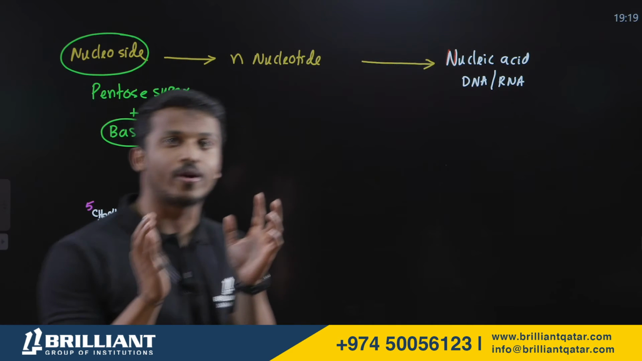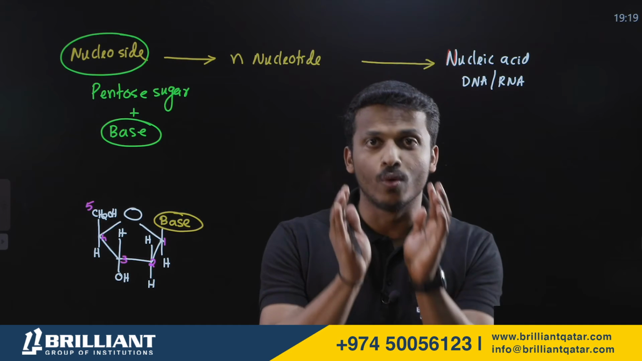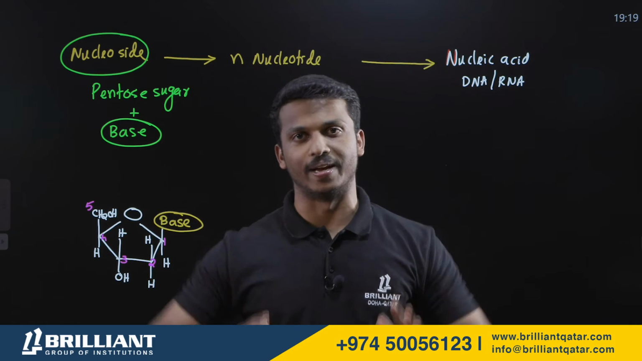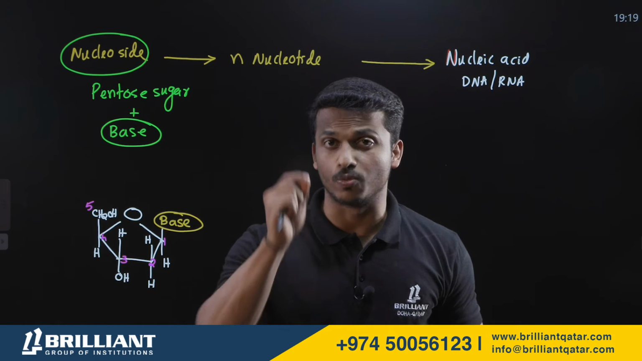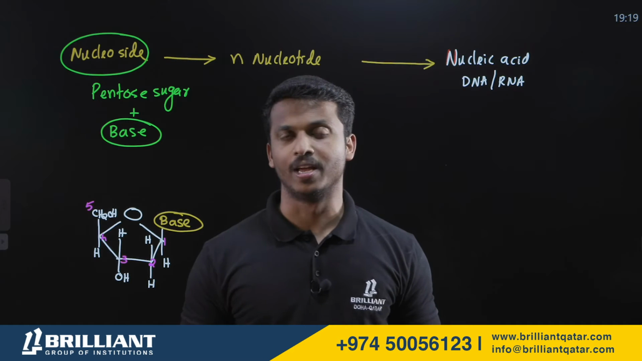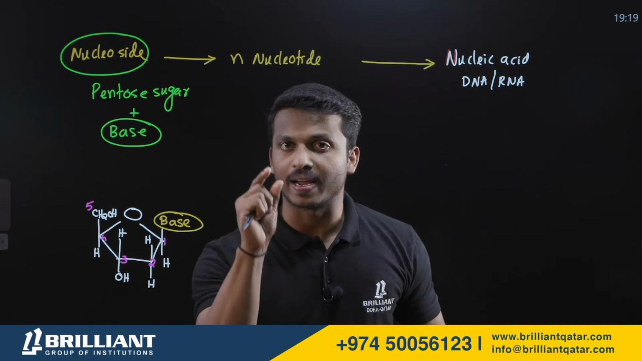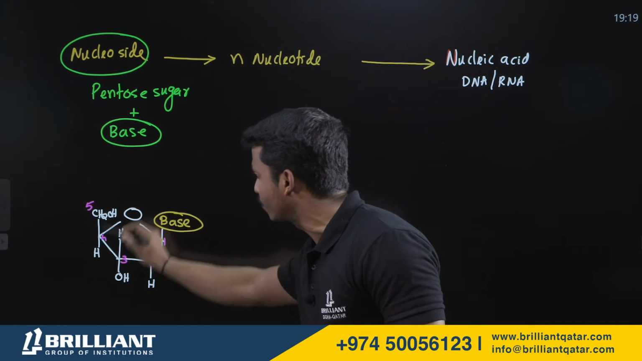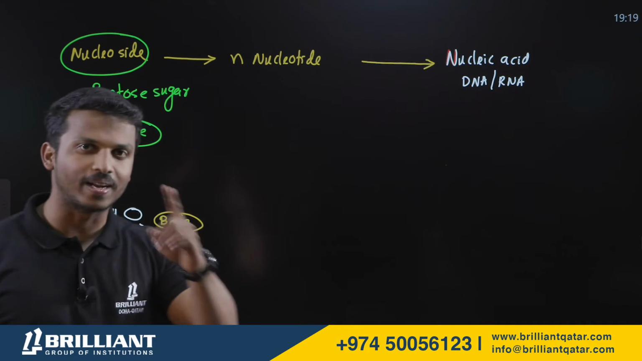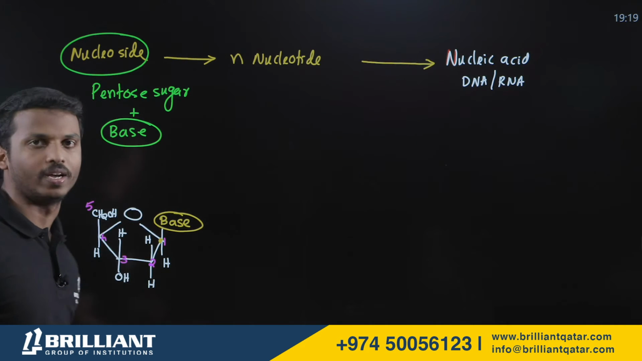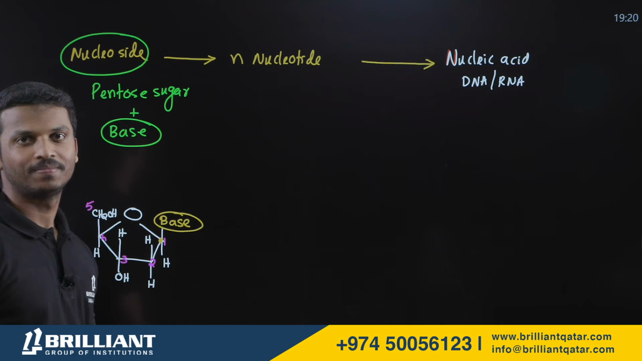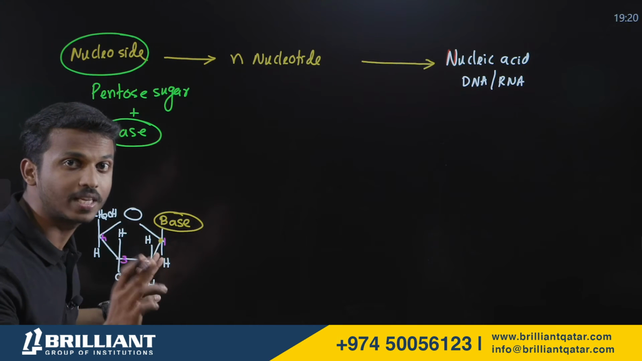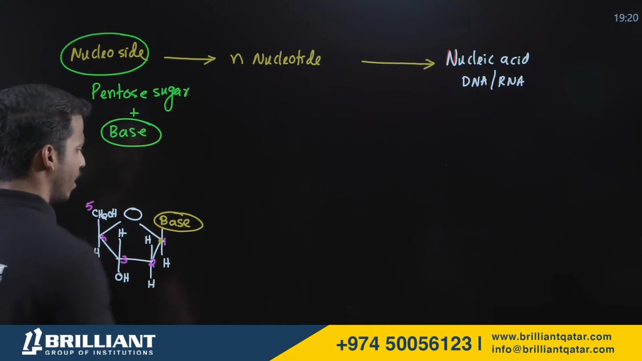So what are the main components in a nucleoside? The pentose sugar with the base is known as nucleoside. Dear student, it's very important the position where the base is connected. In a nucleoside, the base is connected to the first carbon of the pentose sugar. Yes or no? This is called nucleoside. Hope you are clear? Nucleoside means pentose sugar with a base. Where is the base present? On the first carbon. Finish? Right. Now we can prepare.